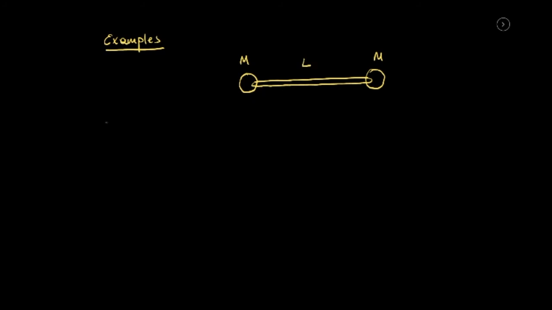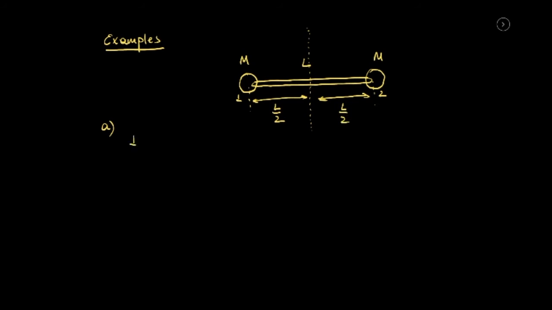First we have to find its moment of inertia about this axis, which passes through the center of the rod. Let's call this the first particle, and this the second particle. The distance from the first particle to the rotational axis is L divided by 2, and the second one is also the same, L divided by 2.